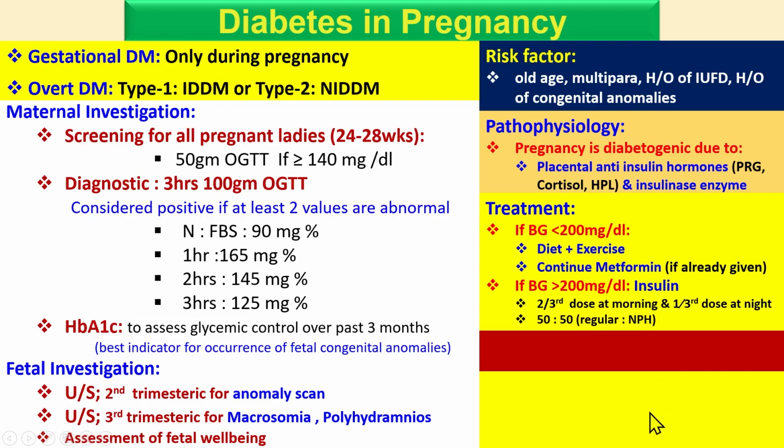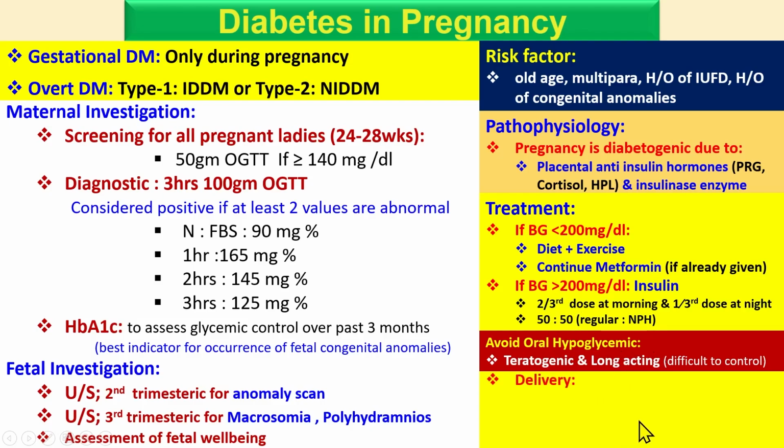And avoid oral hypoglycemics. Why avoid oral hypoglycemics? Because most of them are teratogenic and they are long acting. If they are long acting, it's difficult to control. That's why we avoid oral hypoglycemics. Metformin you can give, and otherwise insulin is a better choice.